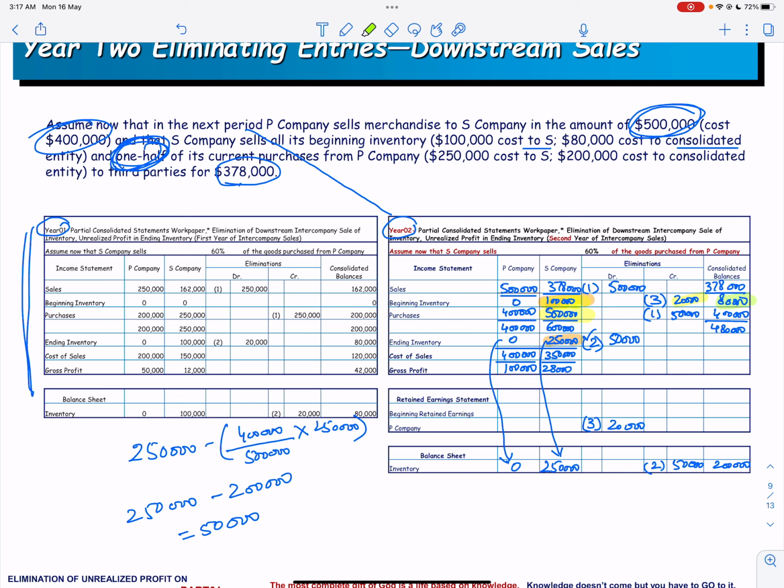Let me complete now the statement. So ending inventory now is 200,000 and the cost of sales will be 280,000 and the gross profit will be 98,000. Let us now prepare the work paper entries and let us see how they are going to be recorded.